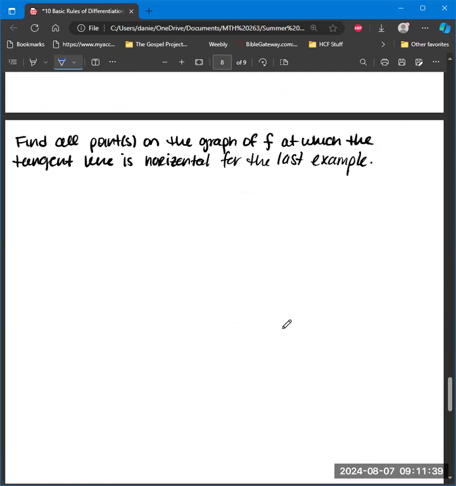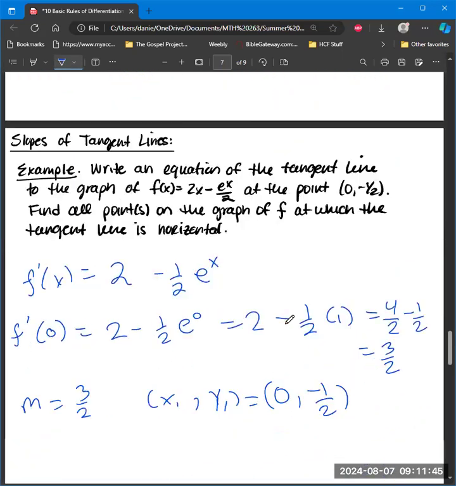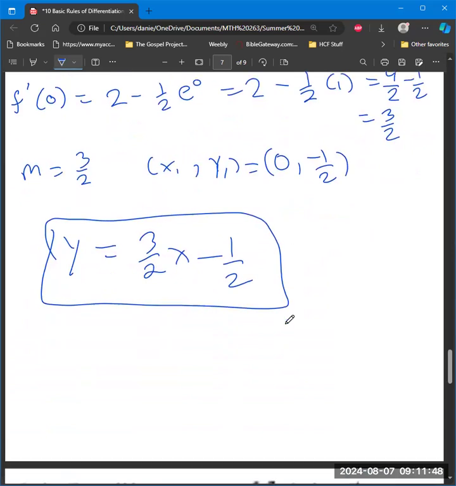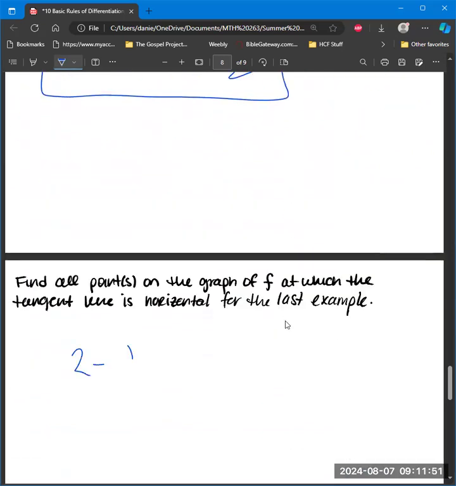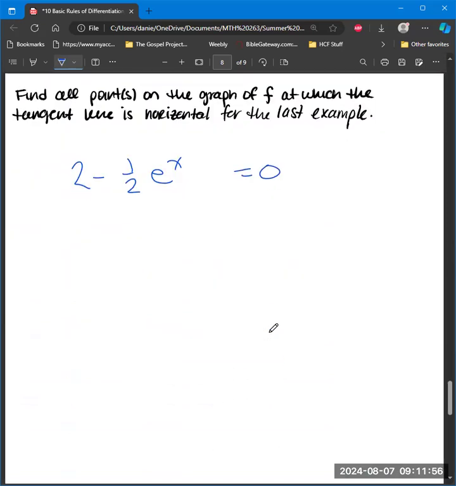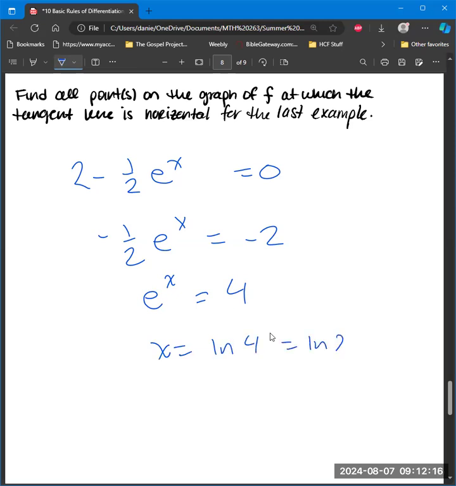Let's find all the points on the graph of f for which the tangent line is horizontal for the last example. So f prime of x was equal to 2 minus 1/2 e to the x. We want to set that equal to 0. Where is -1/2 e to the x equal to -2? Let's multiply both sides by -2. E to the x is equal to 4. Take the natural log of both sides. X is equal to natural log of 4, which is the same thing as natural log of 2 squared is 2 times the natural log of 2.